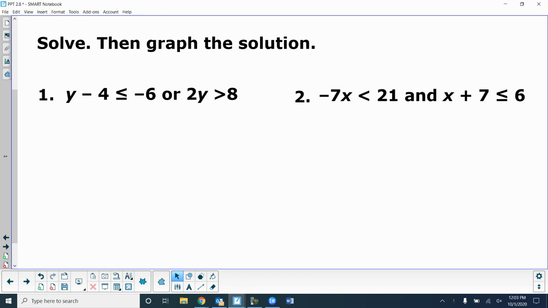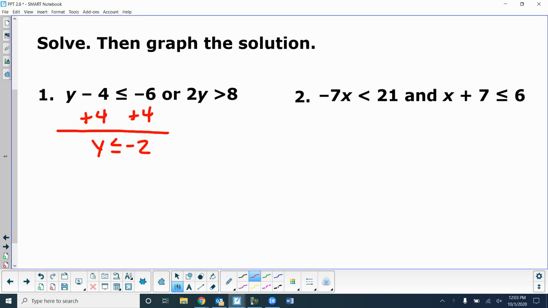What do I do on the far left, Drake? What do I do on the far left there? Add four. Very good. How about the right one here, Hunter? Line greater than 4. Right, divide by 2. Was this a conjunction or disjunction?